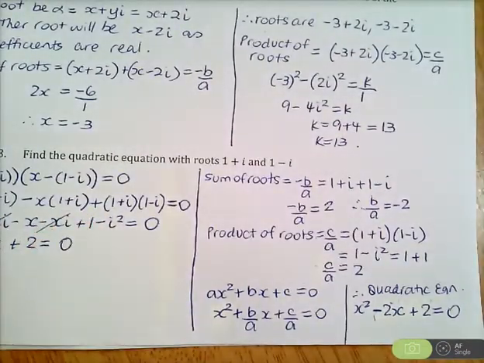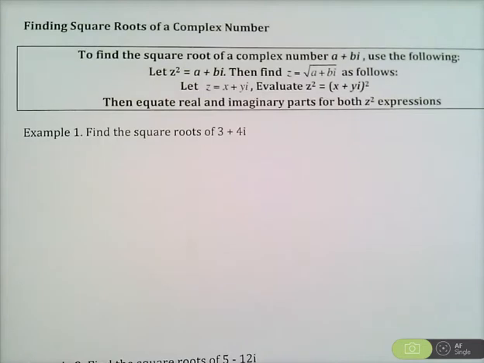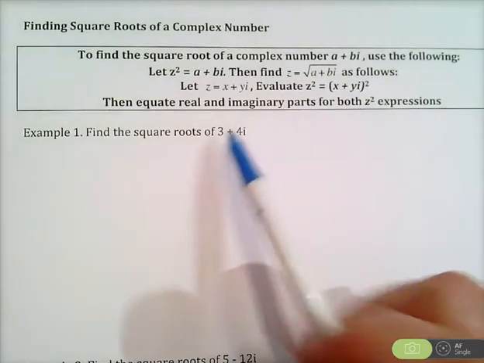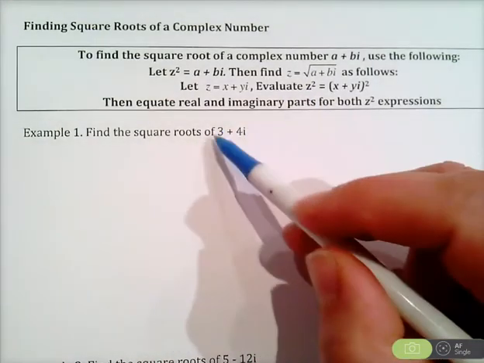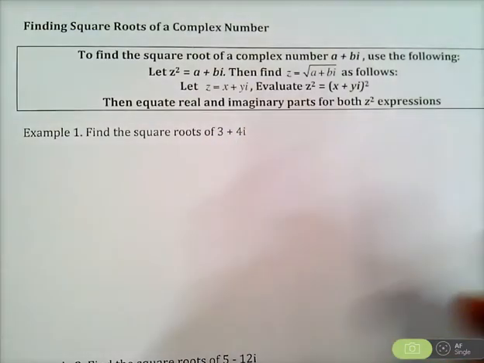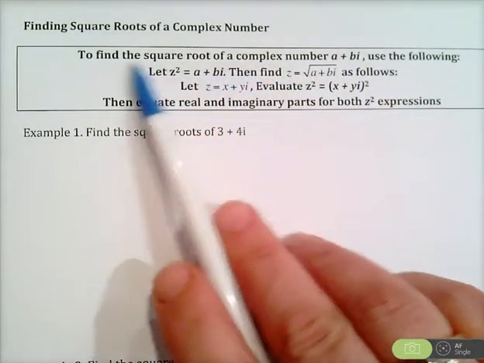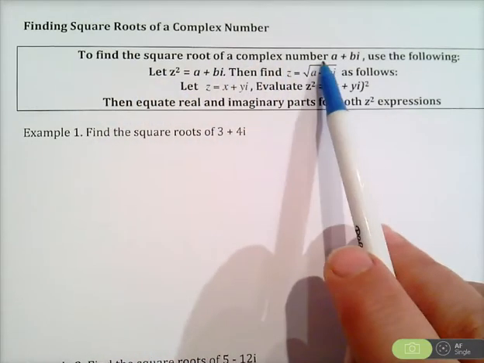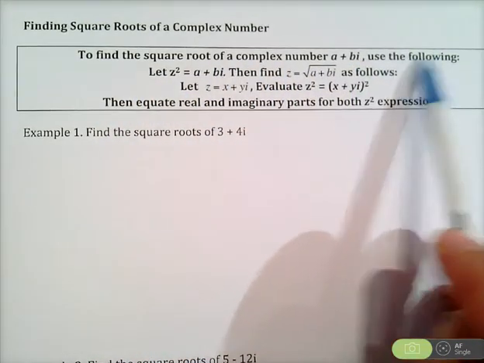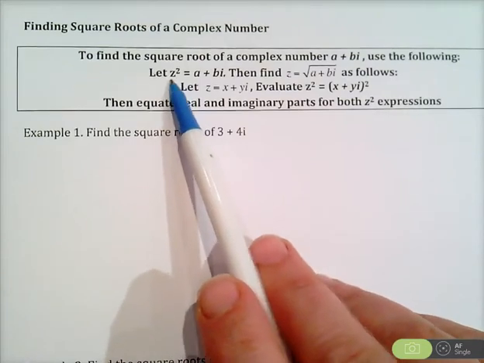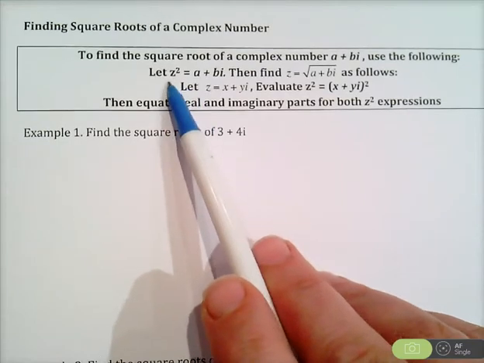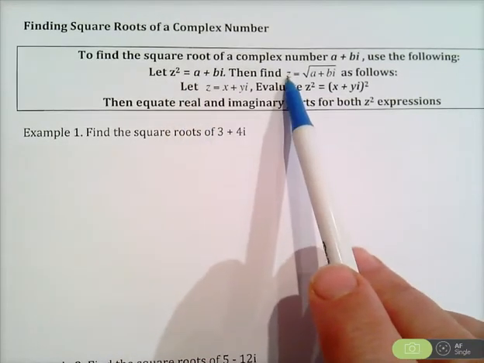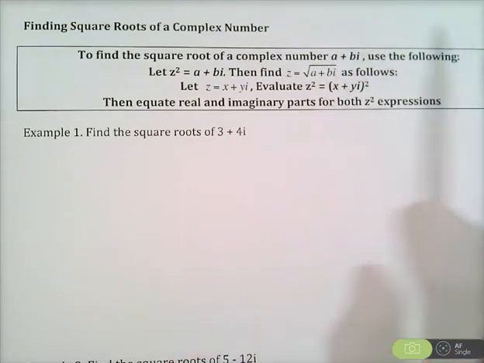Okay, we're going to go to page 12 now. In this next part, we're finding the square roots of a complex number. Now, if you're trying to find the square root of 3 plus 4i, for example, what we're doing, if we just look up here, to find the square root of a complex number a plus bi, we will use the following. We'll let z squared equal a plus bi, and so therefore, taking the square root of both sides, we get that z is the square root of a plus bi.